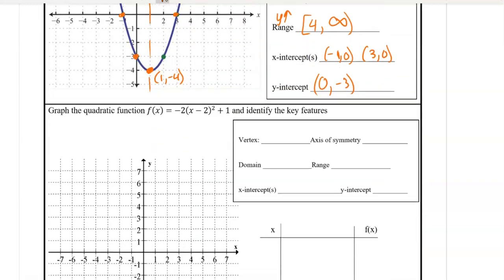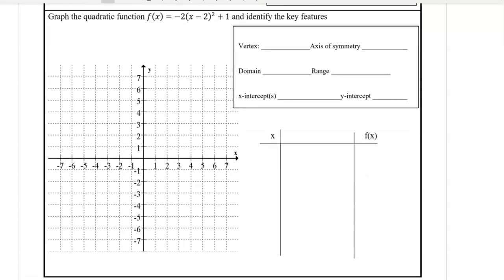All right, moving down, graph the quadratic function f(x) = -2(x - 2)² + 1. From the equation, we can identify the vertex. Well, first, let's identify a, h, and k. Our a value is -2, our h value is +2, and our k value is 1. So that means our vertex is at (2, 1).